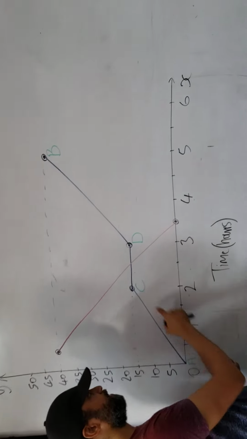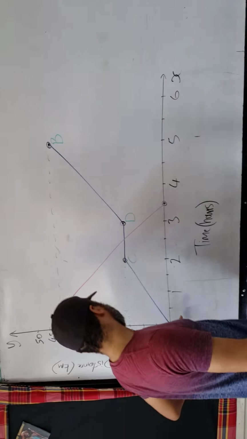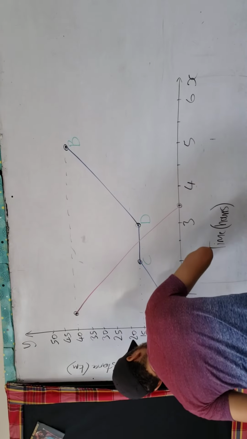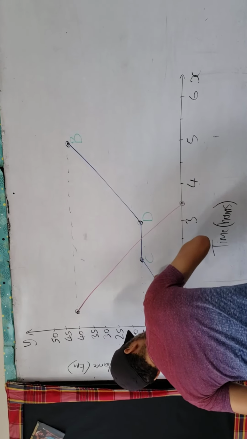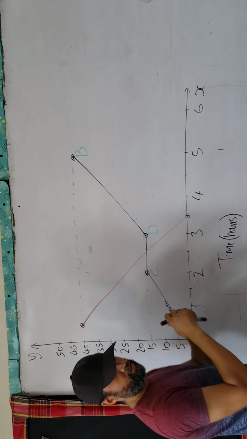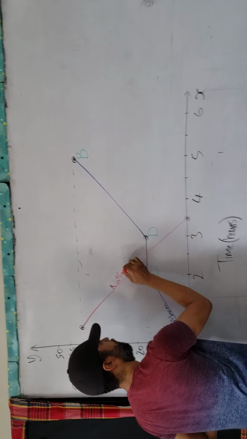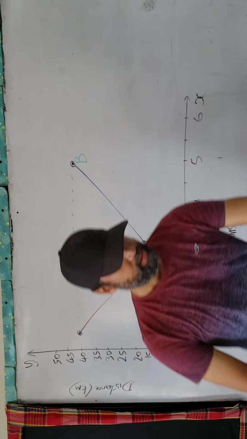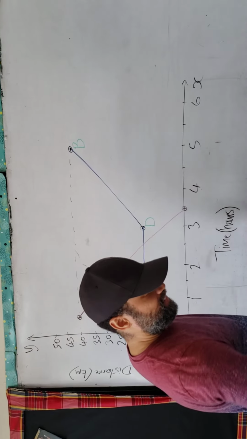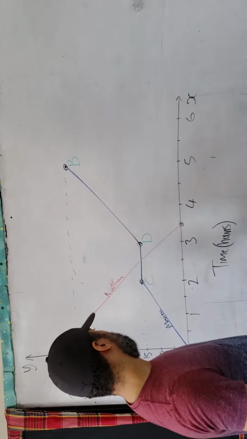See, it says A, C, D, and B on the graph. So from A to B, this is Marion. The blue is Marion. Let me just write the name really quickly on it. Marion. And therefore this is Nathan in red. Nathan. Alright? The cameraman hasn't done math in many years.